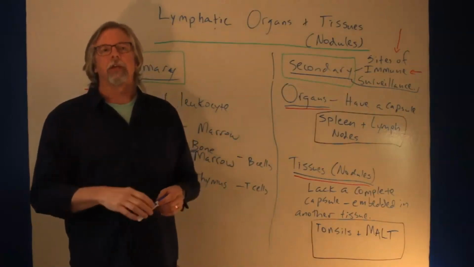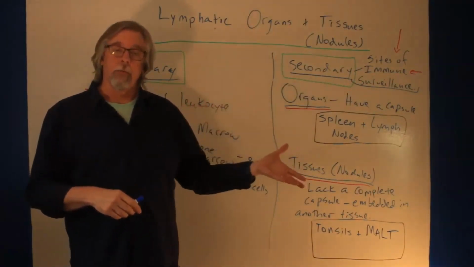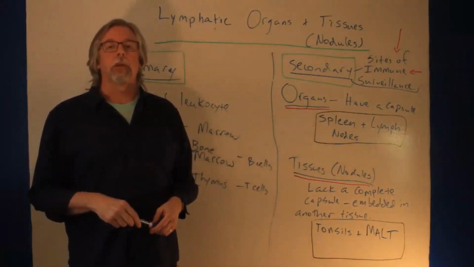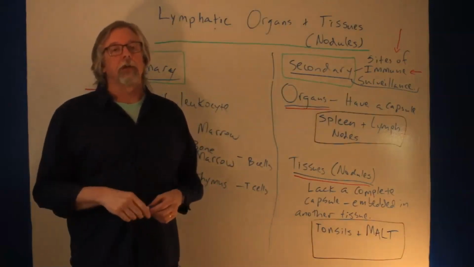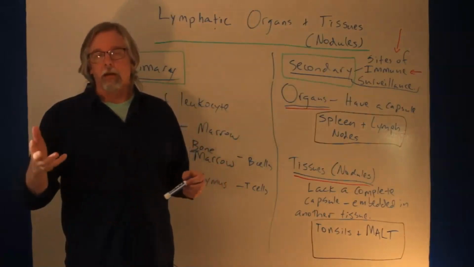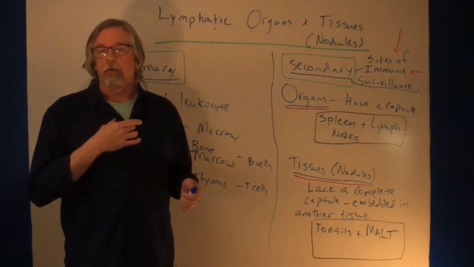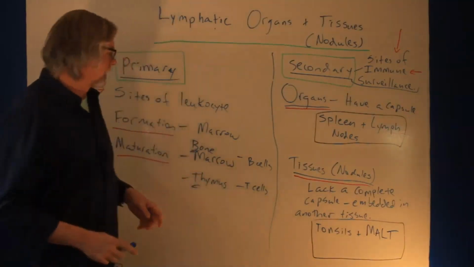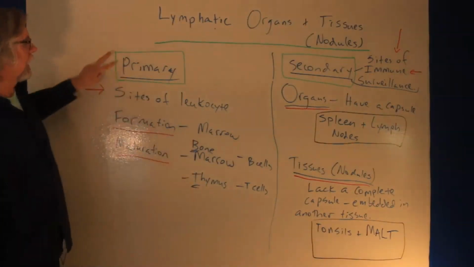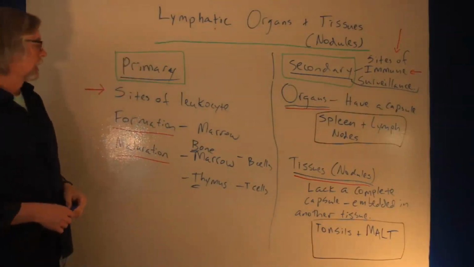The B lymphocytes and a number of other leukocytes as well, they are formed in the bone marrow and they also mature in the bone marrow, okay? The T lymphocytes, on the other hand, are formed in the marrow, but they leave the marrow and travel to the thymus, and that's the site where they mature. So for that reason, the bone marrow and the thymus are the two main primary lymphatic organs, okay?